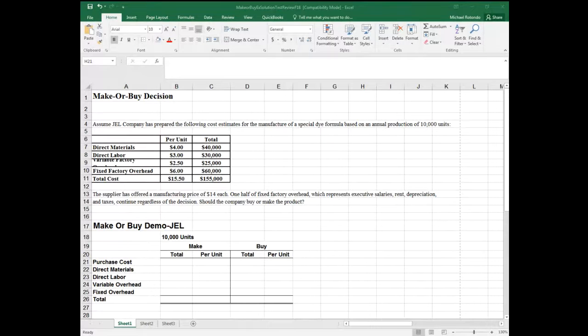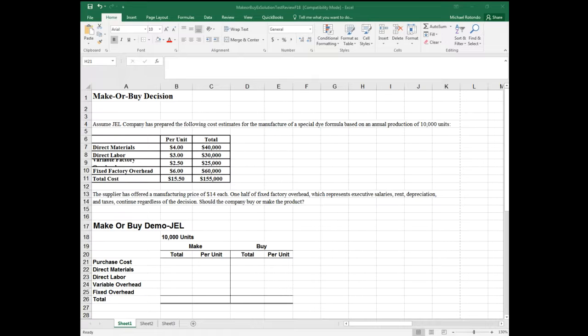Another short-term business decision we can look at is the make or buy. In other words, it's an outsourcing decision. Should we continue to make the product, or should we purchase it from someone else? Now, again, we're going to look at the quantitative side, but there's also qualitative issues.